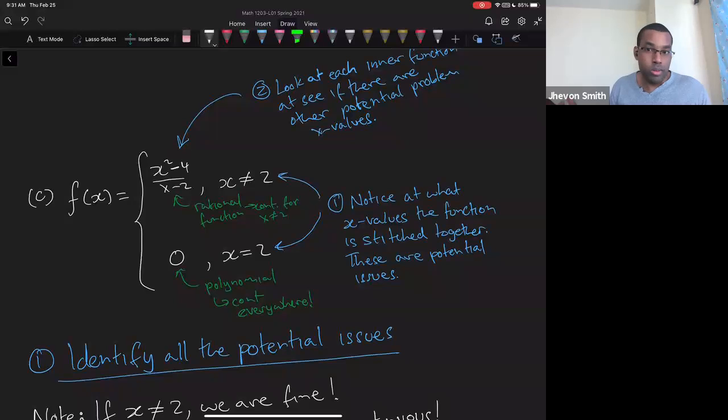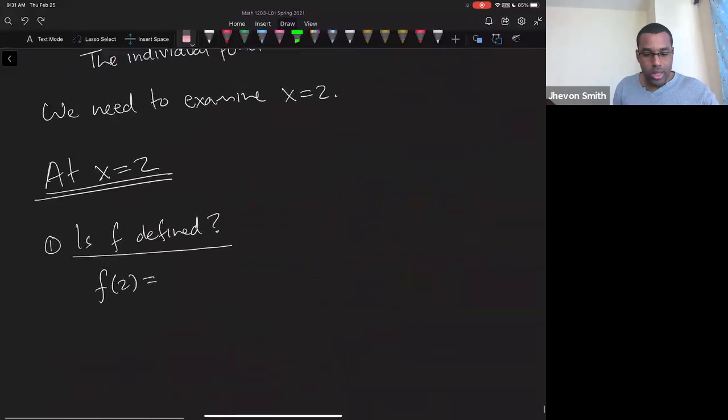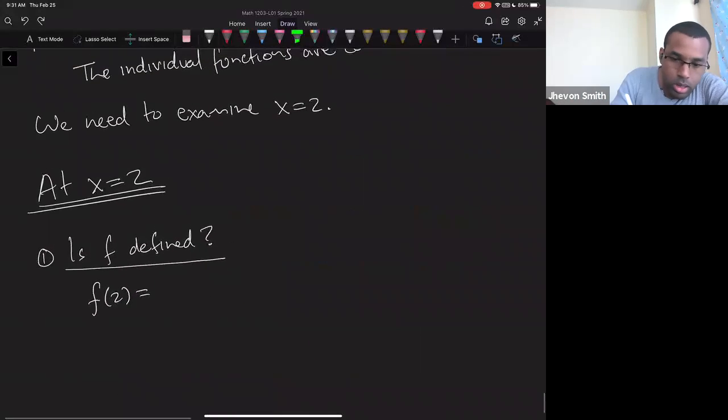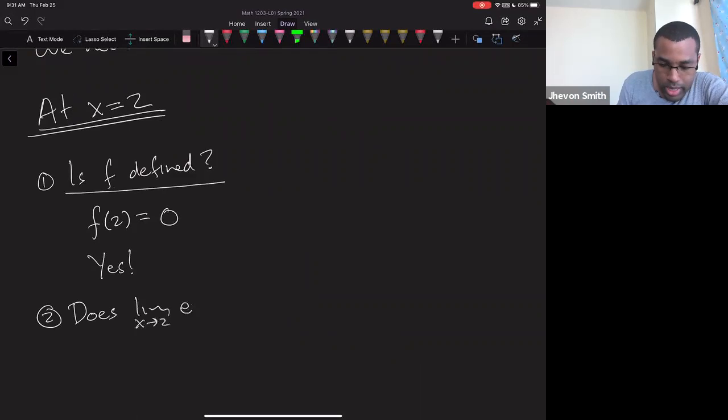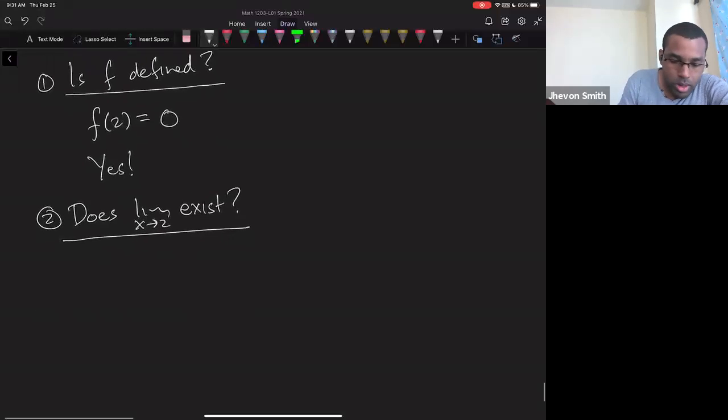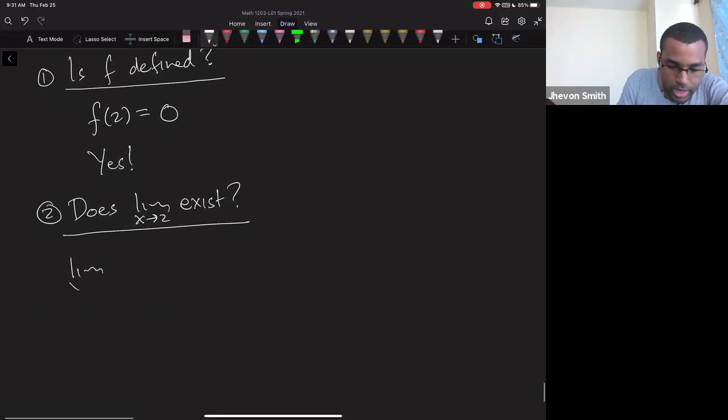Zero. It's 0, right? So you have to remember how to read piecewise functions. It says right here, when x equals 2, the output is 0, right? Okay. So this is 0. So yes, it's defined. So now we move on to the next stage. Does the limit as I approach 2 exist? So now I look at the limit as x approaches 2 of the function.